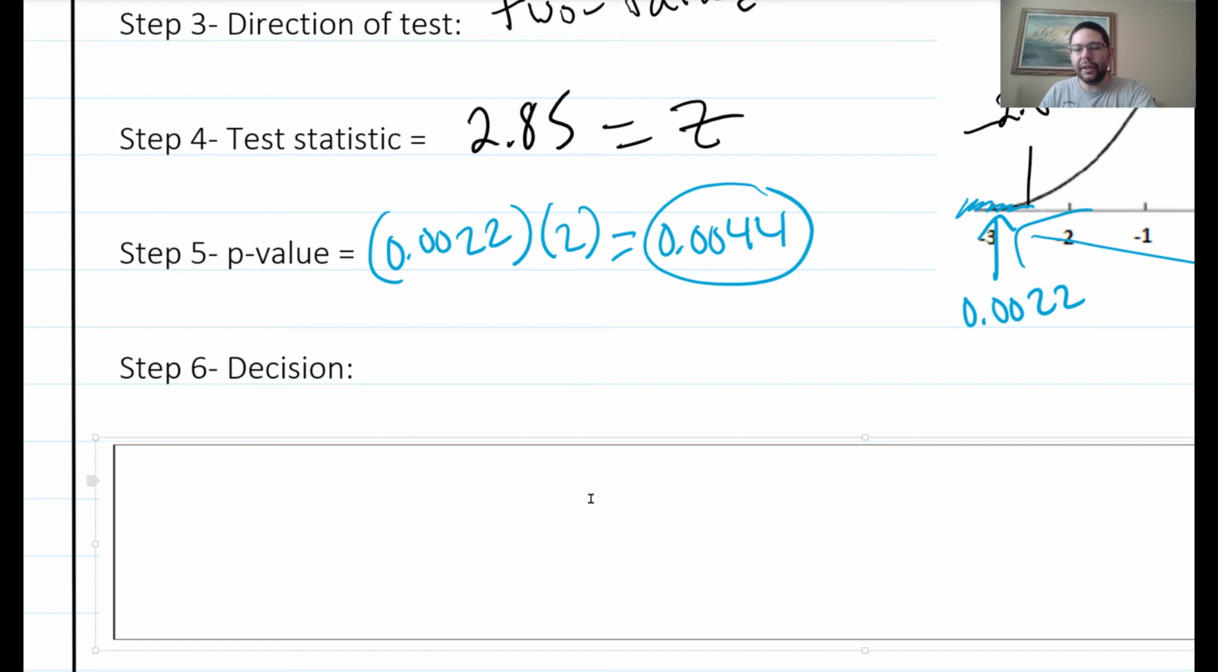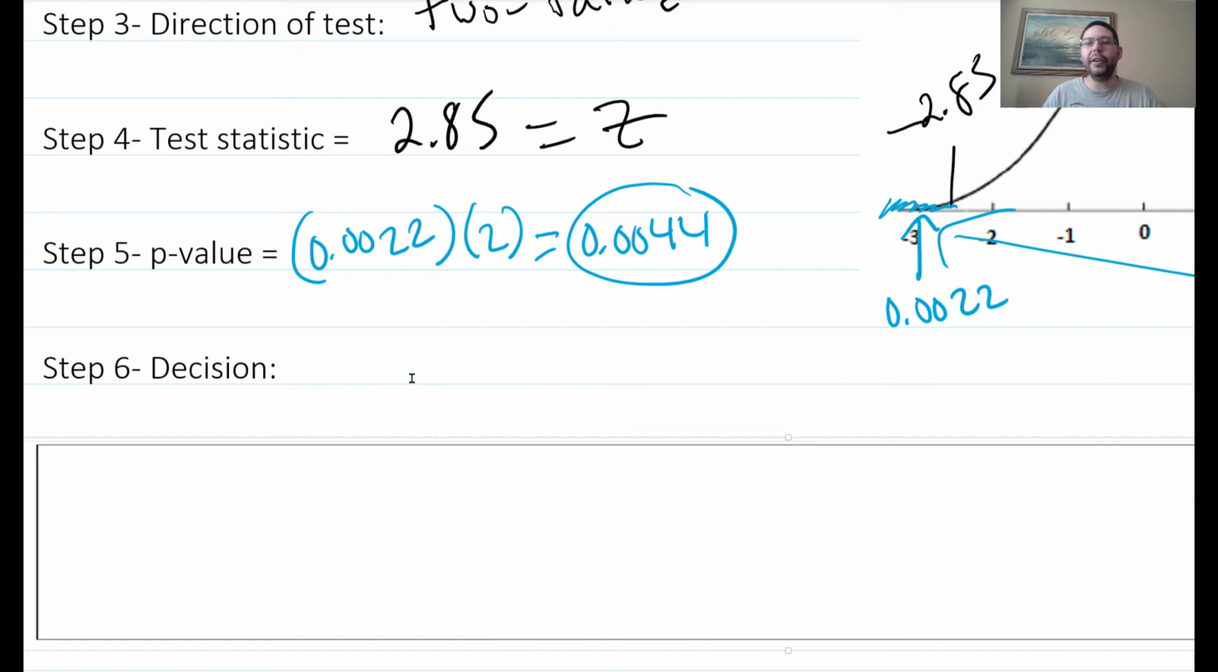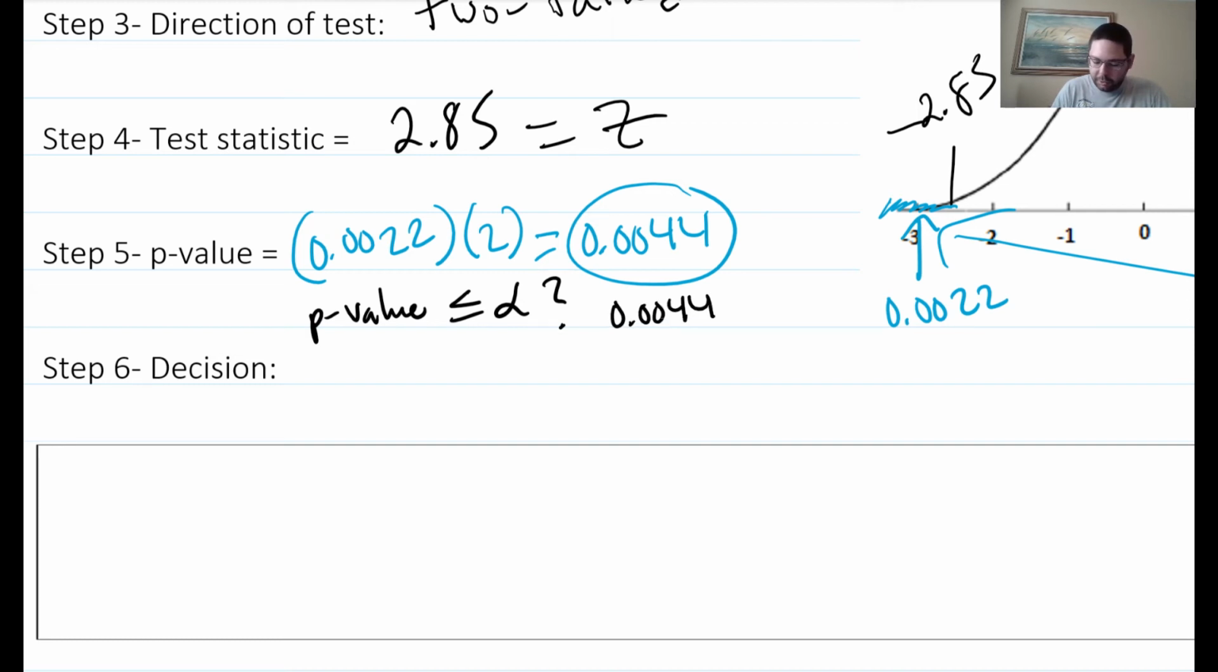All right, so let's look at step 6. Make a decision. How do we make a decision? So our decision here, do we fail to reject or reject? Well, you've got to compare your p-value to your alpha, right? So p-value, is it less than or equal to alpha? Well, our p-value is 0.0044. Remember that our alpha is 0.05, 5% significance level. This is true. It is less than alpha. Therefore, if it's less than or equal to alpha, you reject. So our decision here is to reject H0.